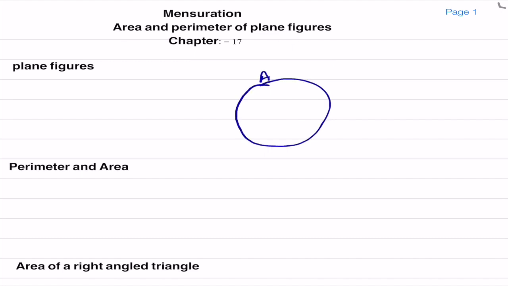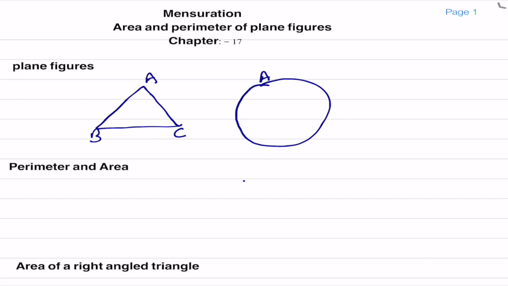Like see this circle, starting from A and ending also at A, so this is also a closed figure. So a closed figure which does not intersect itself is called a plane figure. Like a triangle, which starts at point A and ends also at point A. So all triangles, quadrilaterals and circles are plane figures.